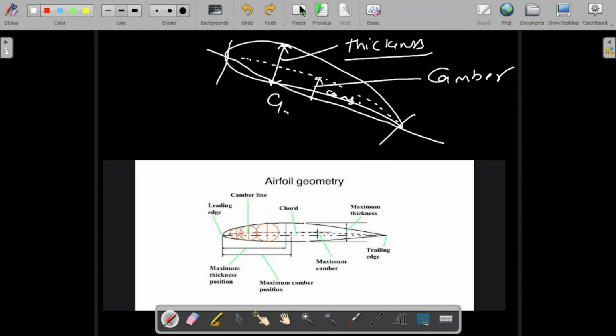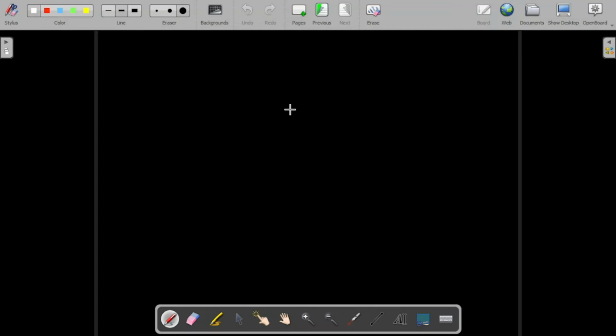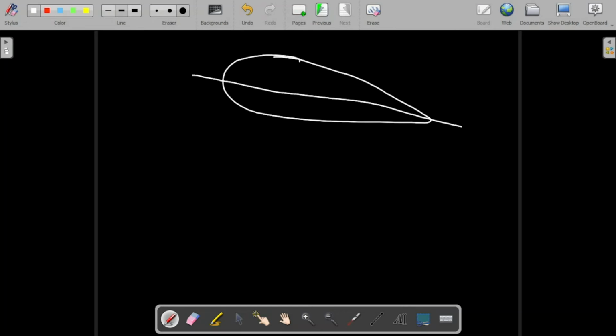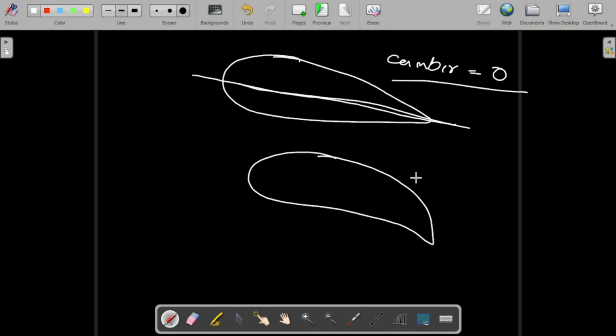Since I was explaining the types, symmetric and asymmetric: any aerofoil section in which the chord line and camber line coincide, which has zero camber, is known as symmetric, and anything which has a camber, positive or negative, is asymmetric. So it can be a positively cambered aerofoil or a negatively cambered aerofoil.